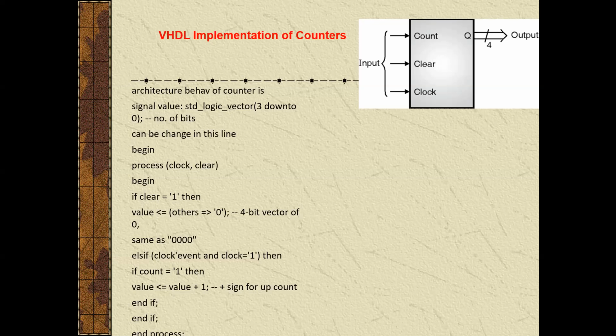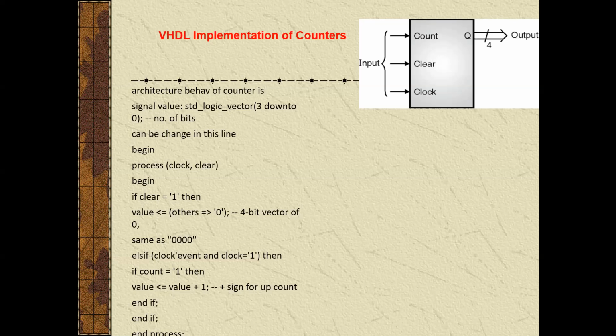Then we have to mention the process. The counter will be processed on the signals clock and clear, so we have to mention both. Then begin: if clear equal to 1, then the value is assigned the 4-bit vector 0 0 0 0. Whatever the input and whatever the state of the counter, if the clear bit is high, then the output value should be 0 0 0 0.